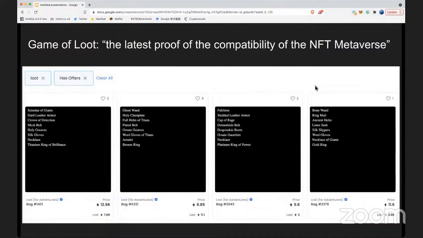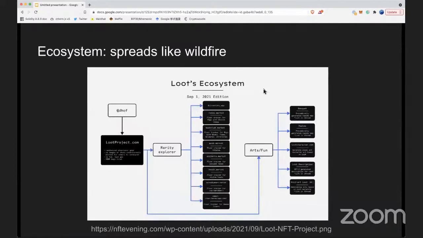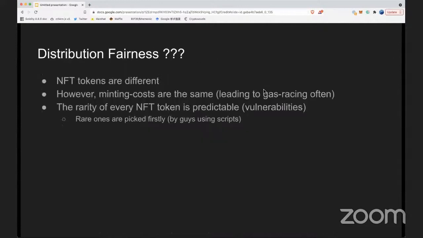The game of Loot has been crazy recently. It's called the latest proof of compatibility of the NFT metaverse. The tokens are very expensive here, and the ecosystem of Loot has spread like a wildfire. Many teams are racing to build different tools or representation web pages or something else. All the people are trying to make open games on Ethereum, which is kind of unbelievable. There is a problem when we talk about the fairness of distributing these tokens.